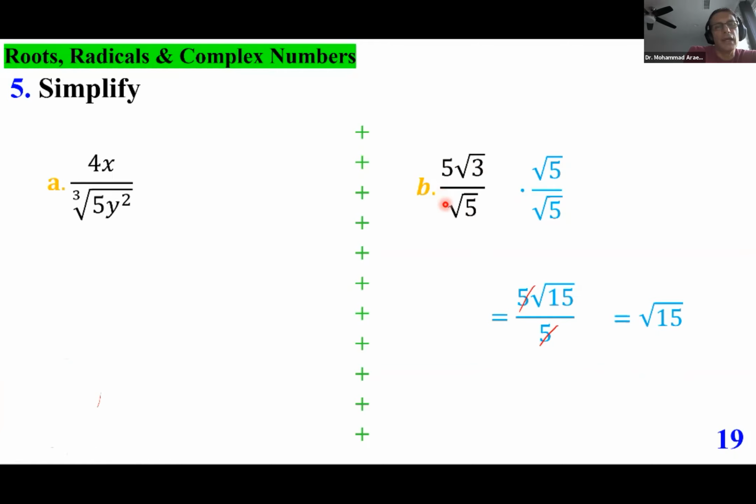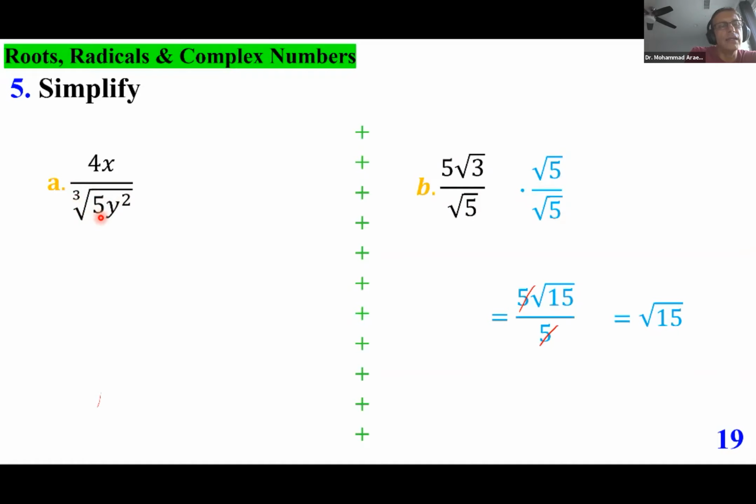I want you to compare A and B. Notice in part B, the index was missing. That means 2, and we had to use the same thing. In this case, the index is 3. And again, in order for this to come out, every exponent must be equal to the index.